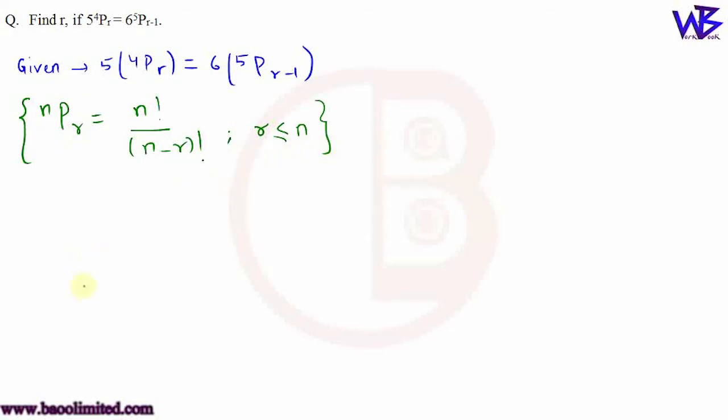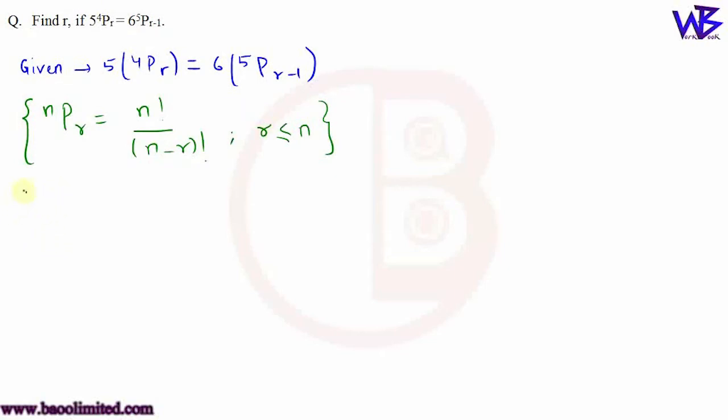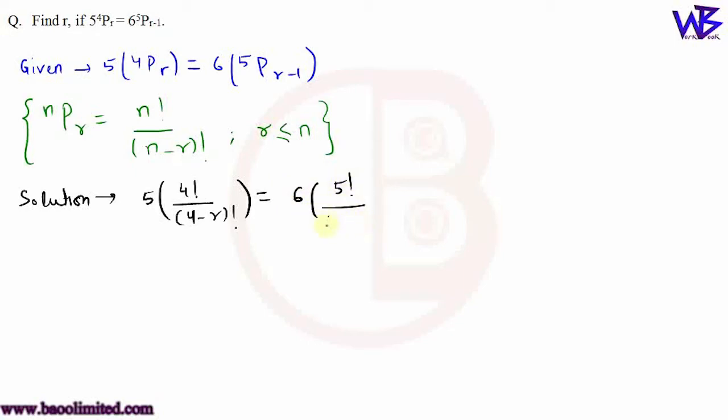So let's begin our solution. We will expand the expressions on the LHS and RHS by this formula. So LHS becomes 5 times 4 factorial divided by (4 minus r) factorial, and RHS becomes 6 times 5 factorial divided by (5 minus (r minus 1)) factorial. Now we'll solve it further.